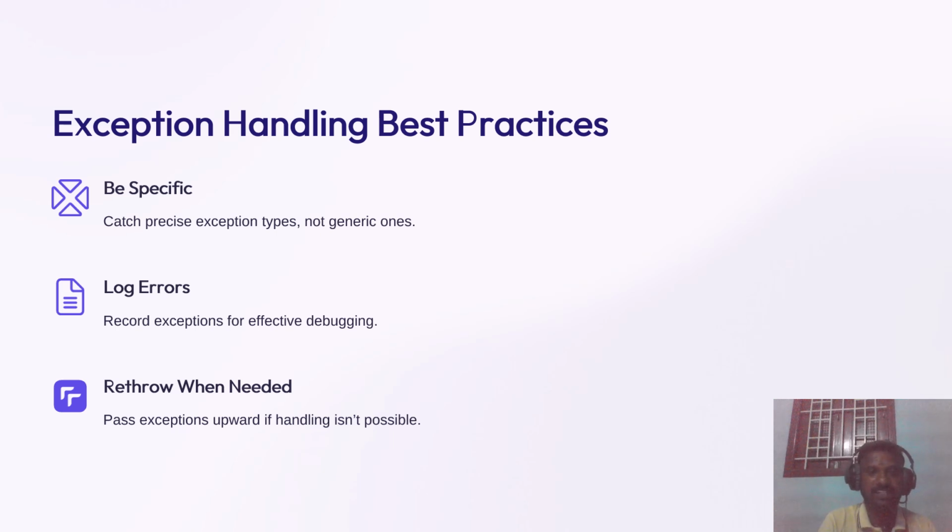In this slide, we are going to see some points. Catch precise exception types, not generic ones. These are the important pointers we need to remember before we see an example. The second one, record exceptions for effective debugging. It is only for debugging purposes, not for any other purpose. The third important point is rethrow when needed. Pass the exception forward if handling it is not possible. When it is needed, you can use it. Otherwise, you don't need to use exceptions in your program.